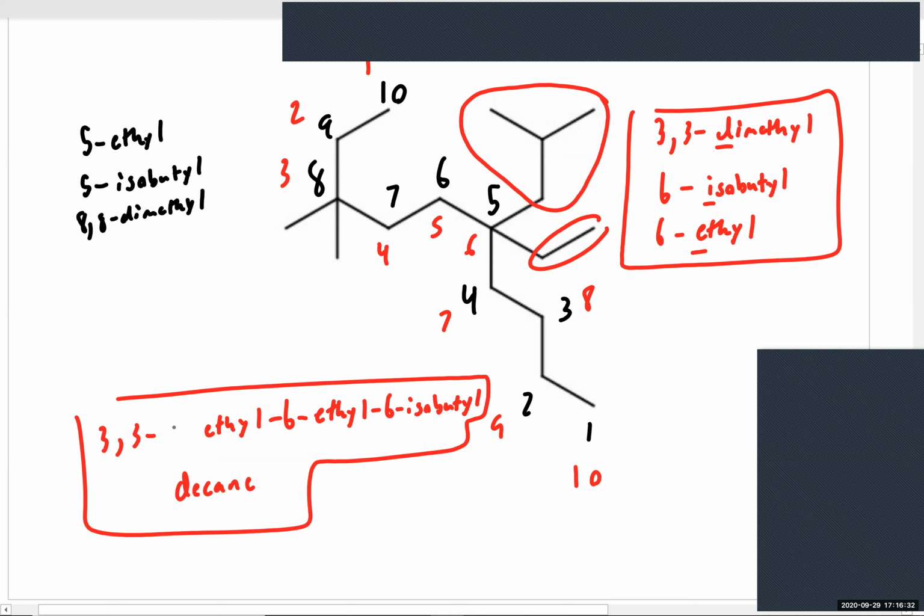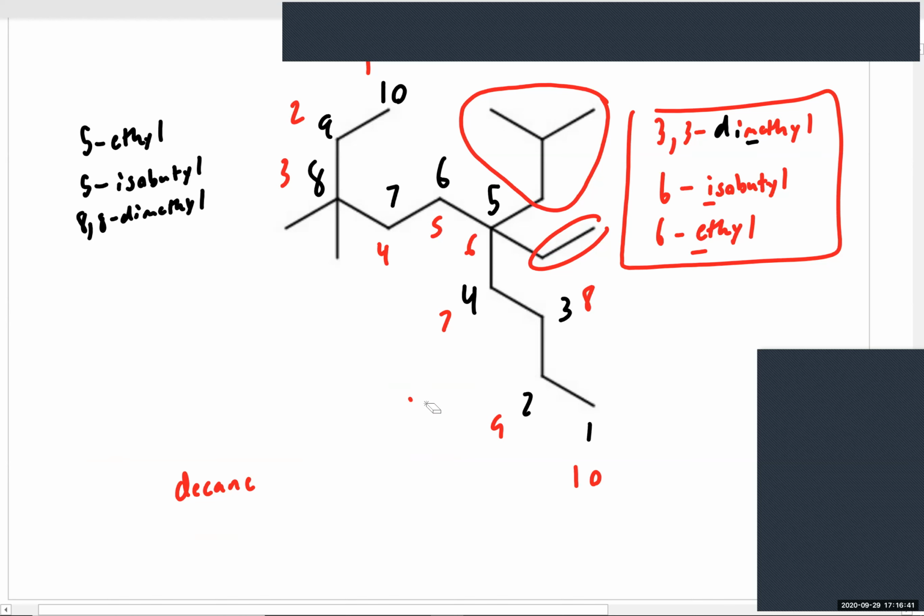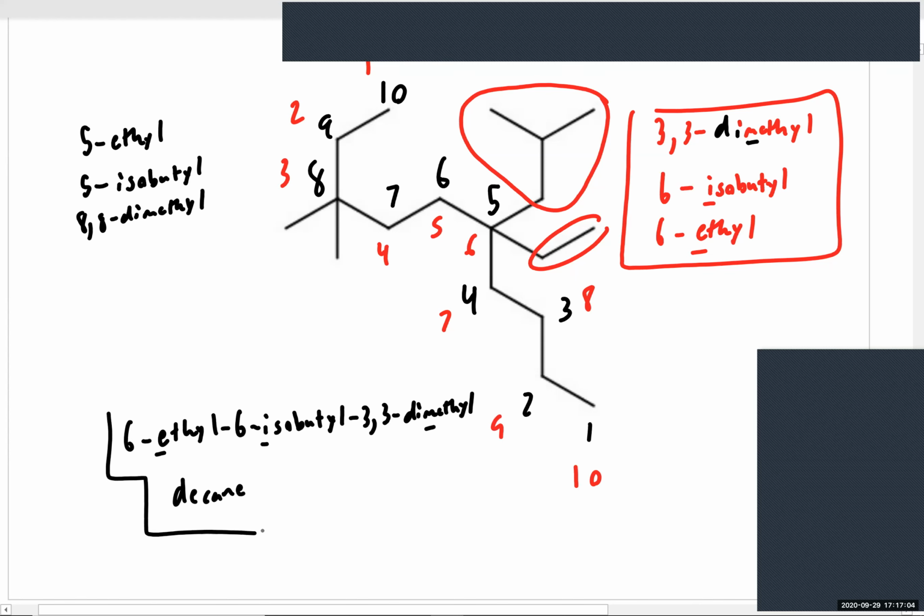E goes before M, yep. Sorry about that. So let me swap that really quickly. So the methyl should go at the end. So it should be 6 ethyl, 6 isobutyl, 3,3-dimethyl. There we go. E before I before M. Perfect. And then we write the name of our carbon chain, decane.